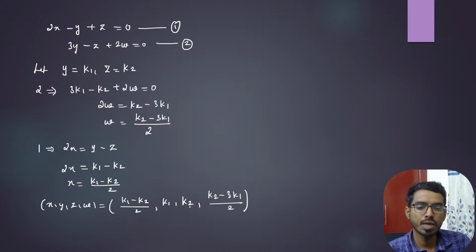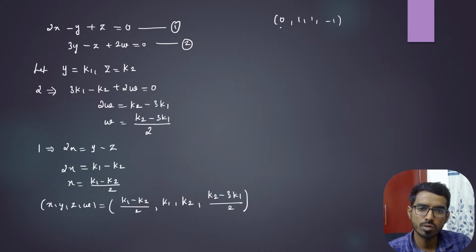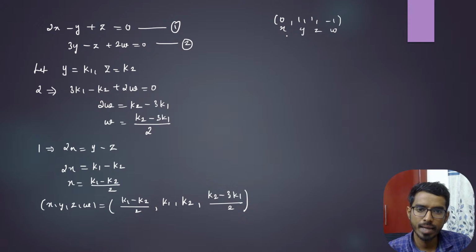Now, if I assume k1, k2 both to be equal to 1, you will have 0, comma 1, comma 1, comma, if both are 1, this is minus 1. Now you can check this out. x plus y plus w is 0, yes. 2 times x minus y plus z, again it is 0. This is correct.